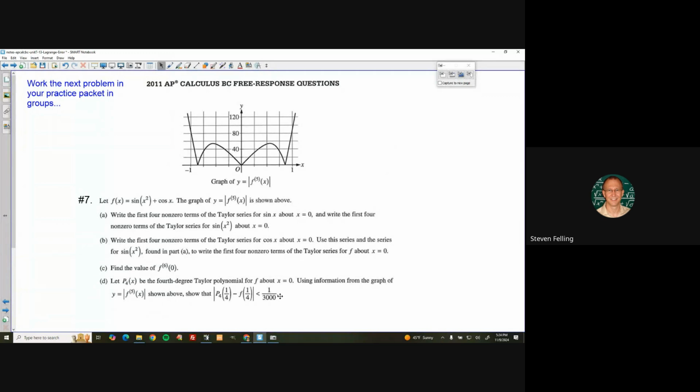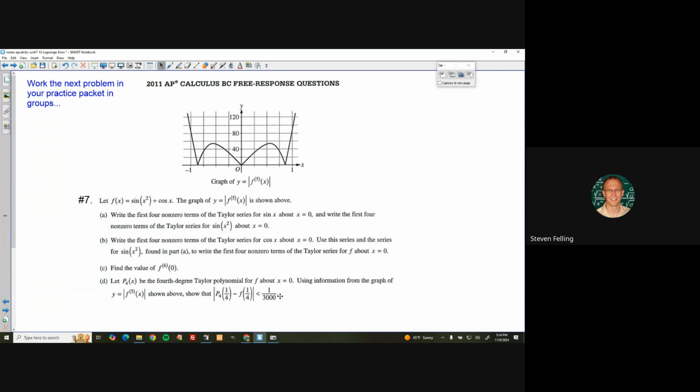This one is the actual FRQ for this topic on the 2011 AP Calculus BC free response exam. And we would be working this problem in groups at the end of the lesson in class. So let's take a look at it.